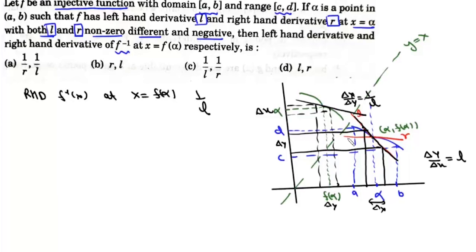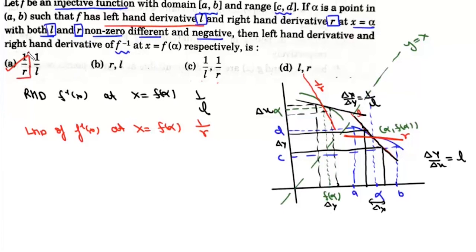Now in the same way, if this is R, and if we take its reflection, here it will be 1 by R. So previously, which was the right-hand derivative for f(x), now translates to the reciprocal as the left-hand derivative of f inverse(x). So the left-hand derivative of f inverse(x) at x equals f(alpha) will be 1 by R. So the answer to this question will be 1 by R and 1 by L. So previously for f(x), the left-hand derivative is L, but for f inverse, the left-hand derivative is 1 by R, and for f(x), the right-hand derivative is R, whereas for the inverse, its right-hand derivative is 1 by L. So that is the difference between the two functions.